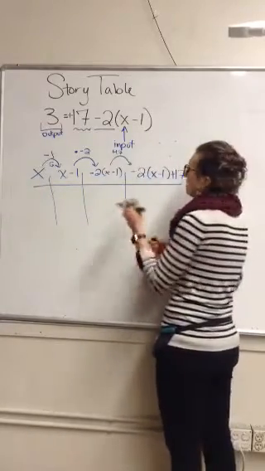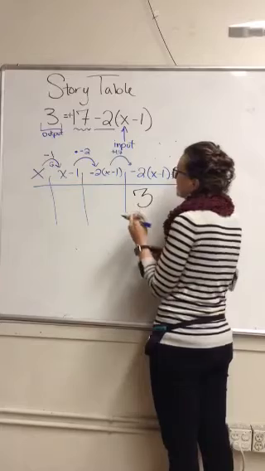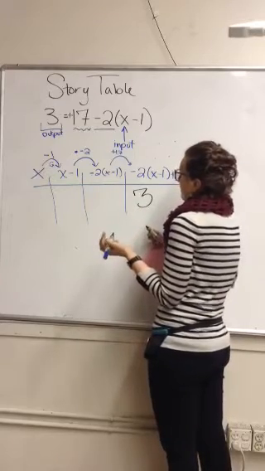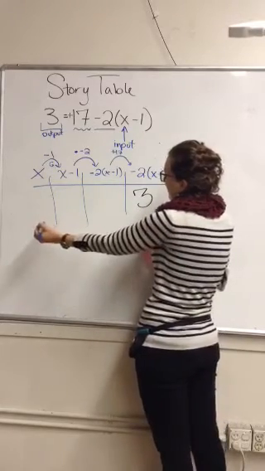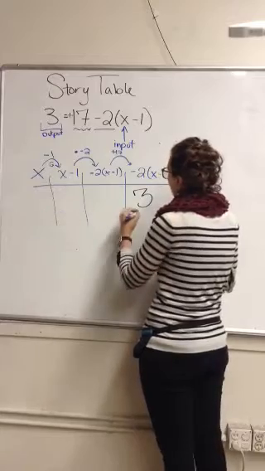Well, the 3 is the output, right? It's what happens at the end of my story. My story is over, I ended up with 3. And so the question is, how do I run the video backwards to get where I started?